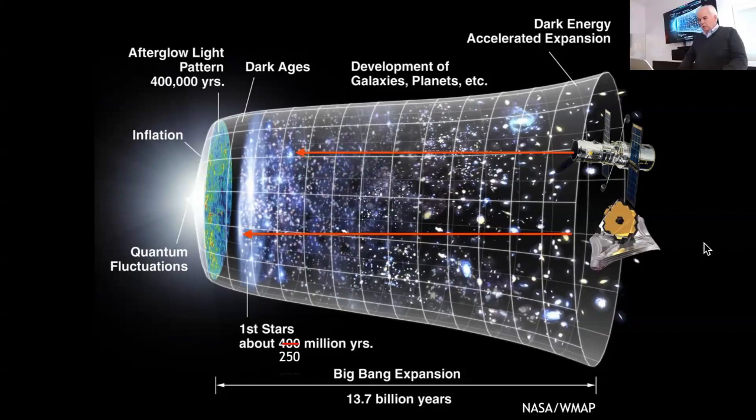The JWST, this instrument, was designed to investigate this first epoch of star formation. The first stars in the universe, the first galaxies in the universe to form. That's what its primary mission was. It had many things it can do, but that was the primary mission.